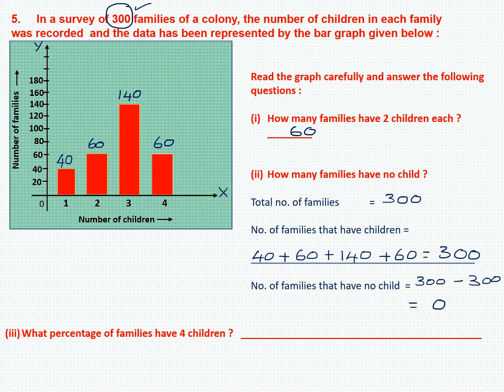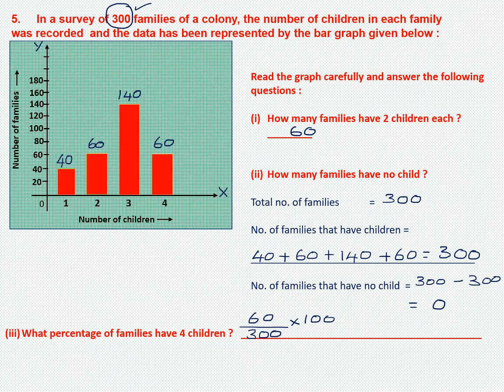Question 3. What percentage of families have 4 children? Now here they're talking about percentage and they're saying 4 children. So 4 children is here 60. So how do we find the percentage of a number? We've done an exercise on this to find percentage. Now we take the number of families that have 4 children, that's 60, divided by the total number of families which is given in the question as 300. And to find percentage, we multiply by 100.